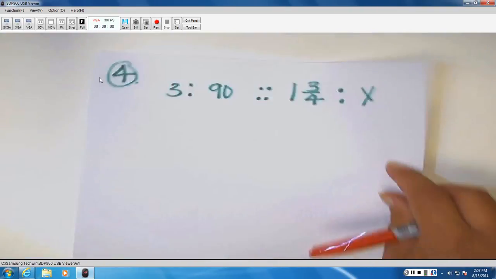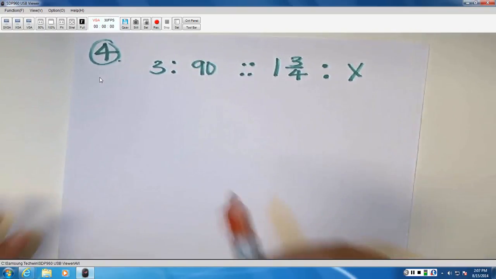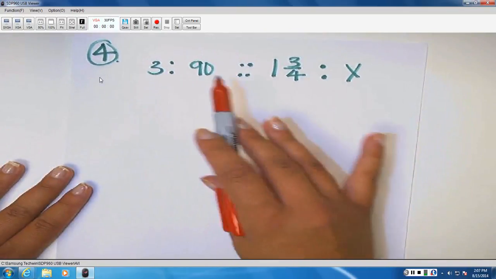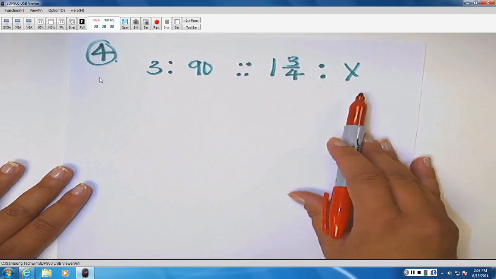All right, of course, we will do another one. This one will be number 4 from your worksheet, and this one is 3 is to 90 as 1 3/4 is to x.